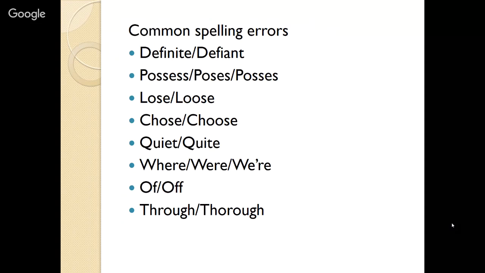Where and were, often people confuse those. I don't know why. There's we're, as in the apostrophe contraction for we are. That's misused sometimes, but typically it's where and were that people get wrong. Of and off, I've seen that one confused many times. And then through and thorough, that's an easy mistake to make because thorough has the extra O in there. So those are really common spelling errors that you have to watch out for.